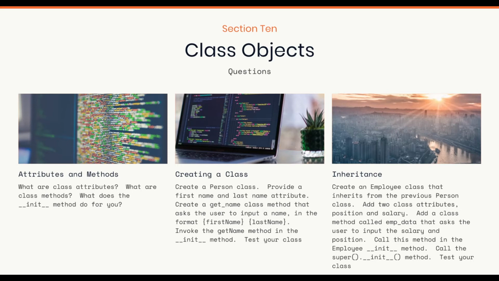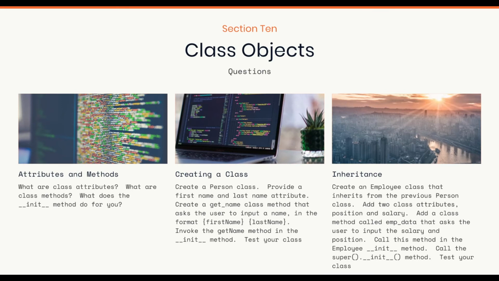Create a get name class method that asks the user to input a name. So we're going to use that Python input function that comes with Python in the format of first name space last name. So that space is going to be important. We're going to want to use that split method to get the first name and the last name. Invoke the get method in the init method. Okay, so the init method is basically the constructor. So when we create this class, we want that function to immediately fire and get the name of that person class. Okay, and then test your class.